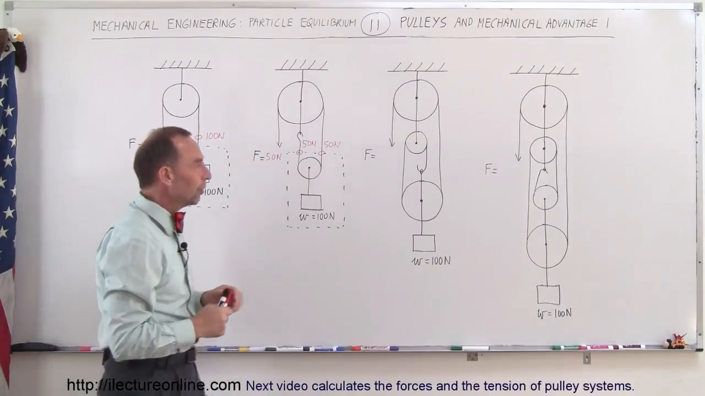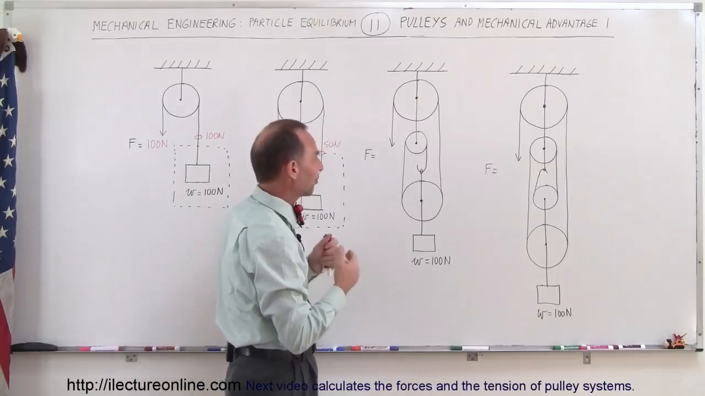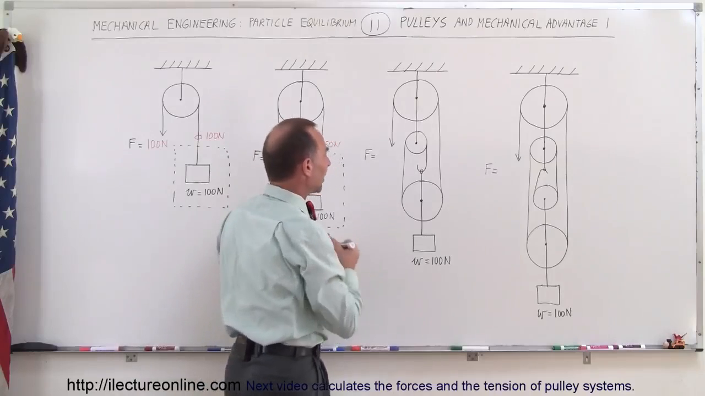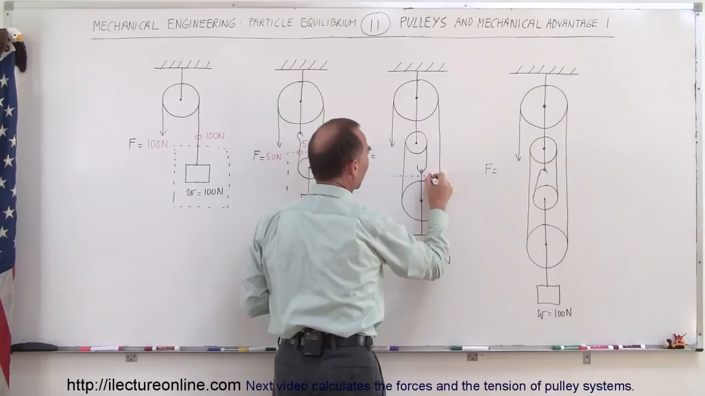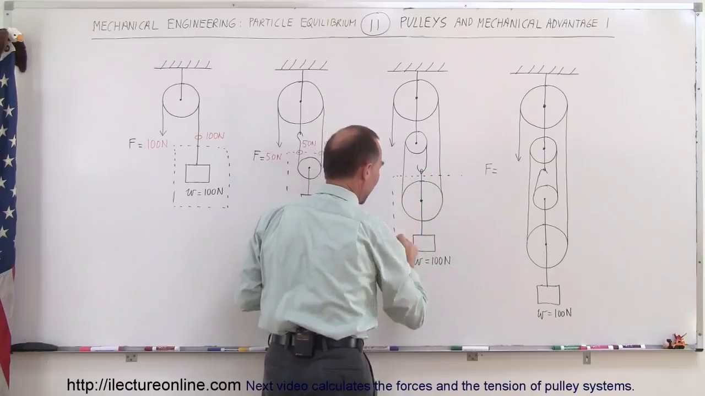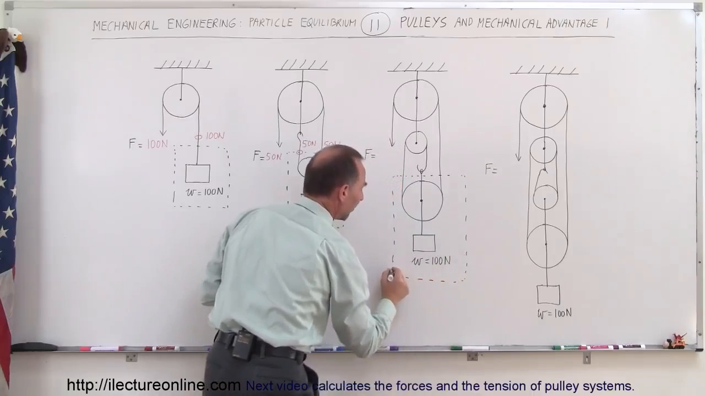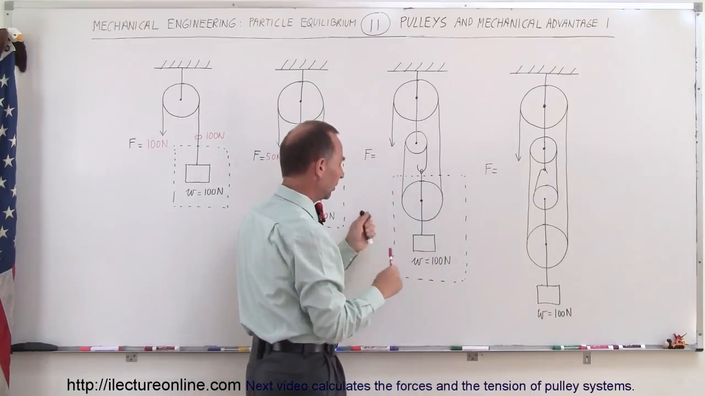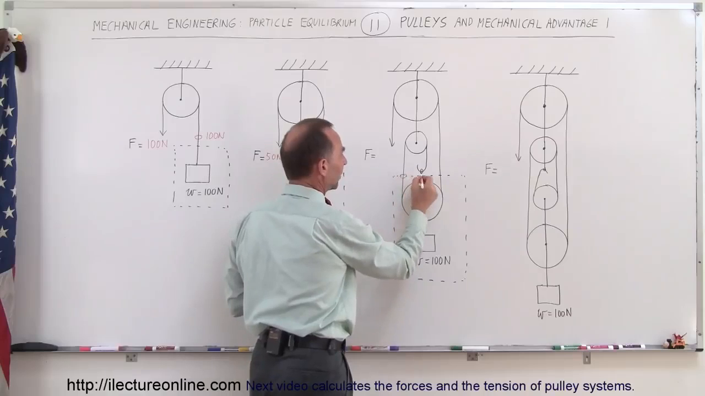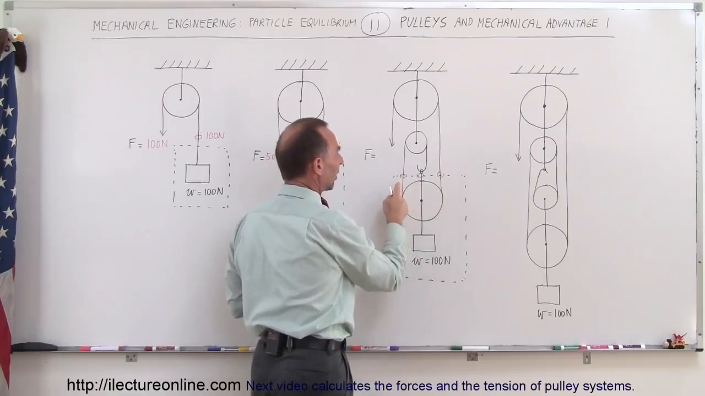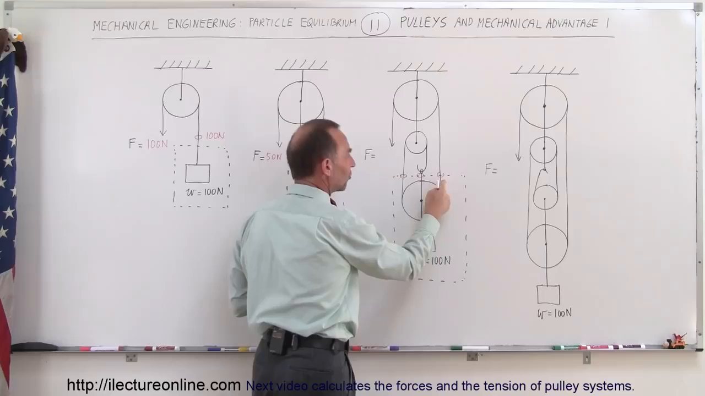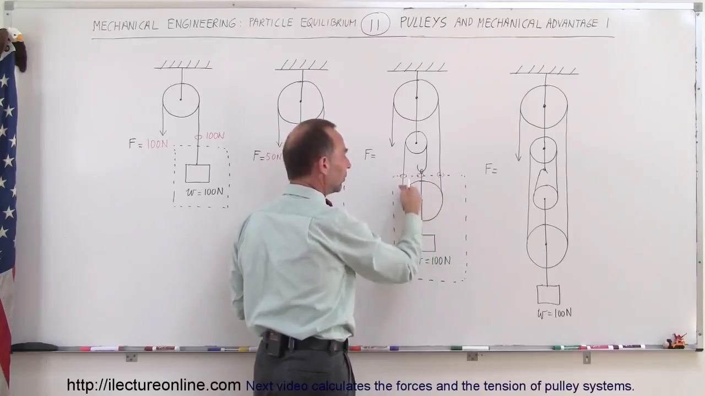Going on to the third pulley system right here, now we have 3 pulleys, and if you draw a free body diagram around this portion of the pulley, you can see that these 3 ropes are holding up the weight of 100 newtons. Let me go ahead and mark that here, so we have this one, and this one. And notice that the tension here must equal the tension there, so those must be equal to one another.